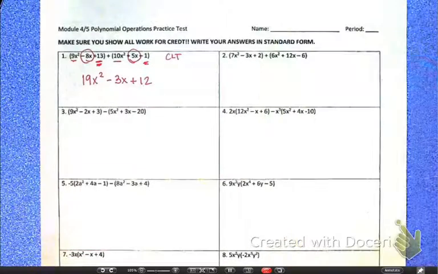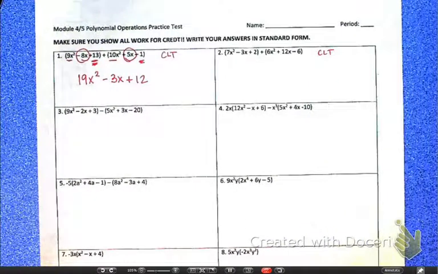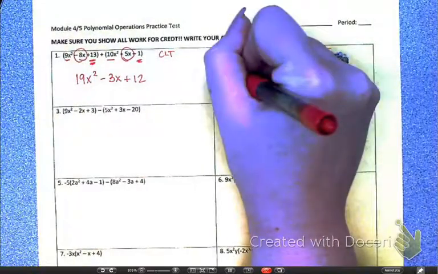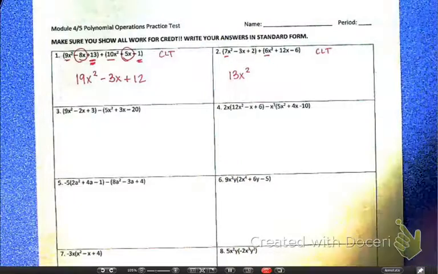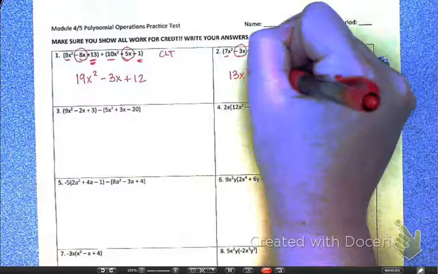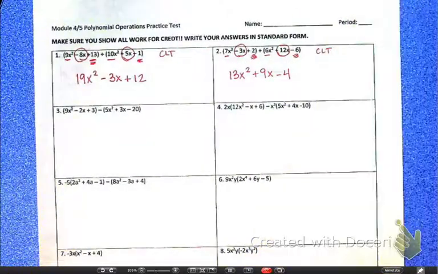Number 2, the operation is still addition, so it's still just combining like terms. Highest exponent in this case is a 2 as well. 7 plus 6 is 13x squared. Negative 3 plus 12 is a positive 9x. And 2 minus 6 is a negative 4. So check your answer for number 2. See where you messed up. Maybe make a note to yourself if you messed up somewhere.